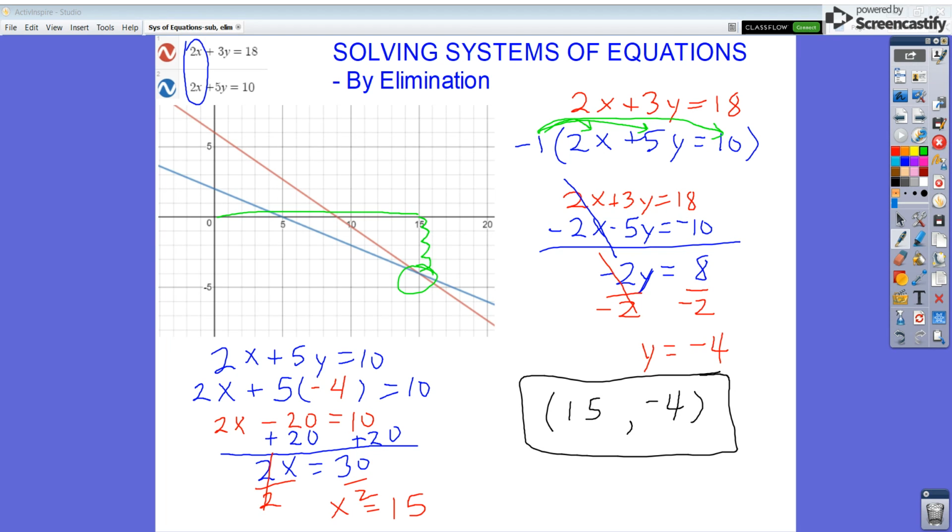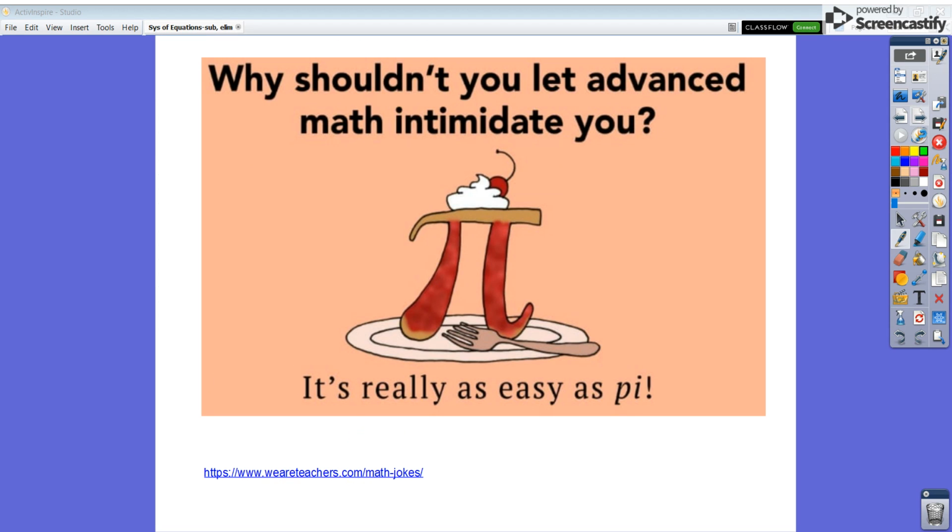But without further ado, the answer to our riddle is you shouldn't be intimidated by math because it's really easy as pie.